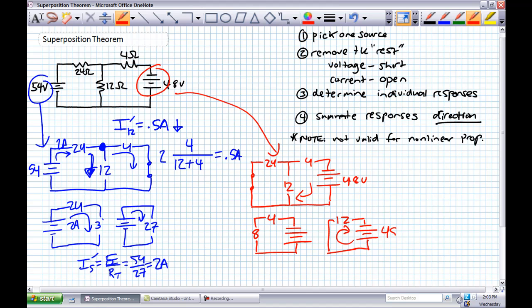Current's going in that direction, 48. Okay, so what is our I source? Red, or if you may be using one colored pencil, call it a double prime. It's our induced voltage divided by our total resistance. So 48 divided by 12, that's 4 amps. Okay, so it's going in that direction, in a clockwise direction.